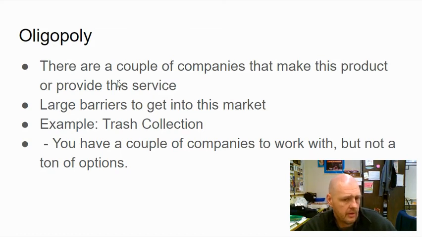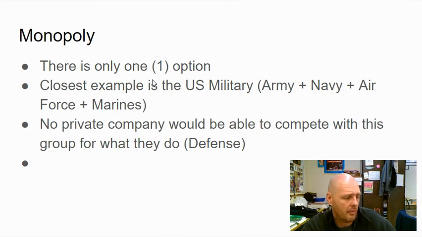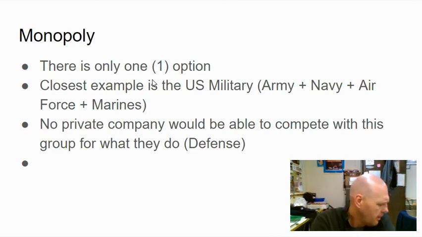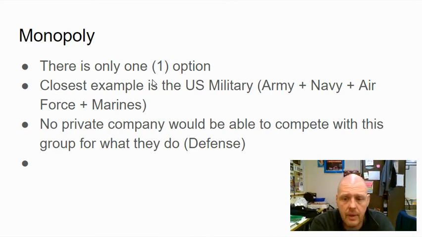Now we jump forward to the other end of the spectrum, the far end of the spectrum, and we talk about something called a monopoly. That's on page 188, 189. A monopoly, there's only one entity making this product or this service. And the closest example I can think of would be the U.S. military, and that's combining the Army, Navy, Air Force, and the Marines.